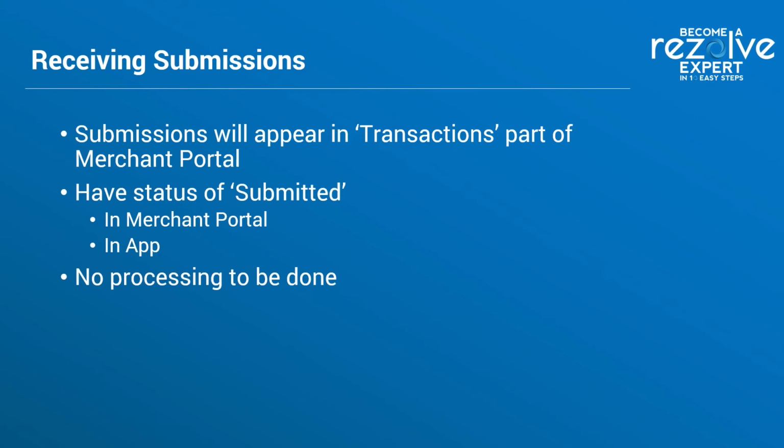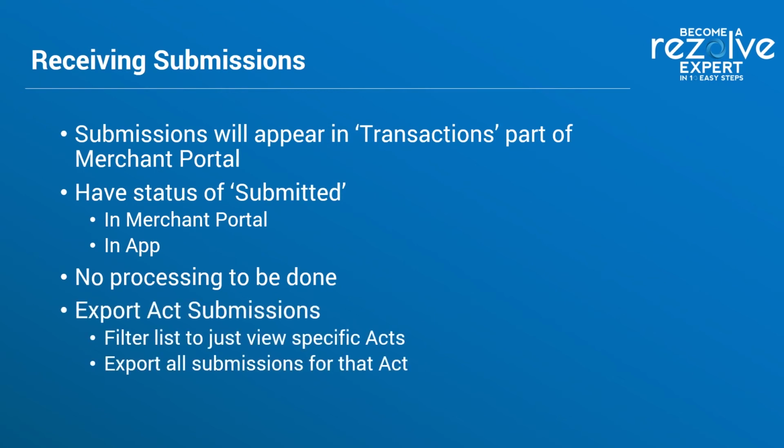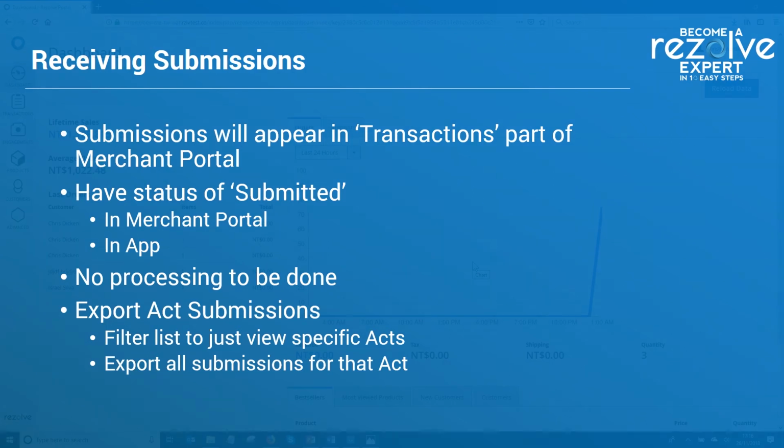And there's no processing to be done on those. All you can really do is view them, check the details, and export them. And everything in the act submissions area is geared around exporting. So you can filter the list, adjust, get the responses to the acts you're interested in, and then you can export them all with a click of a button. So let's take a look at that now within the merchant portal.